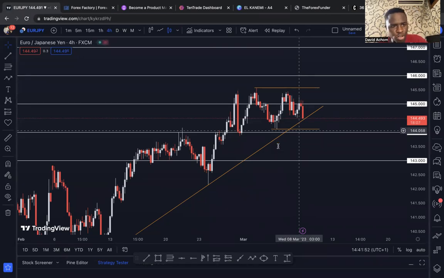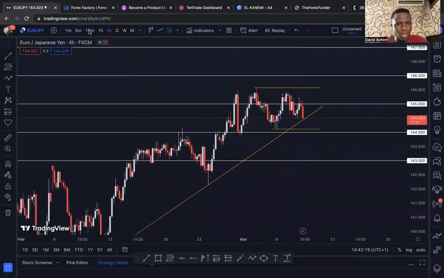Instruction 3, draw your Fibonacci. That's what I wanted to do. So it says, go to 1 hour time frame and draw a Fibonacci from the most recent high to the most recent low in a downtrend and from the most recent low to the most recent high in an uptrend to determine where the trend will continue. Preferred levels are 61.8% for USD pairs and 79% for JPY pairs.